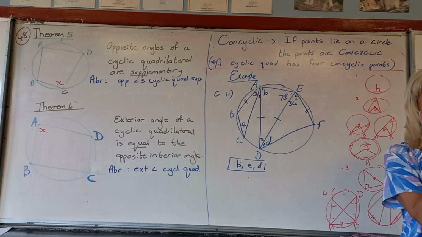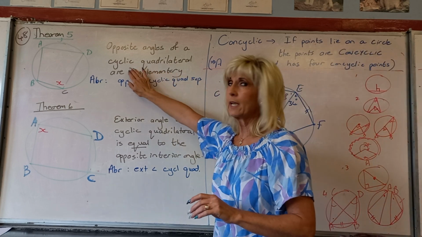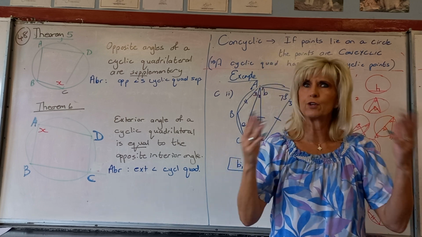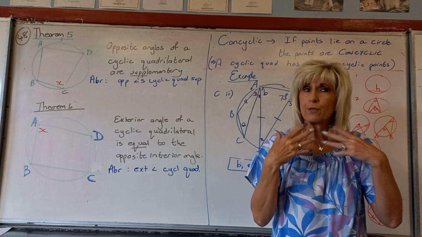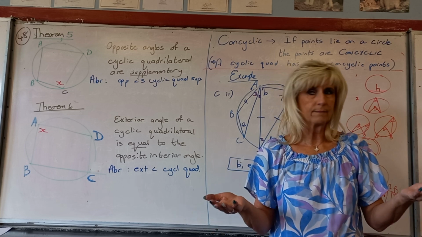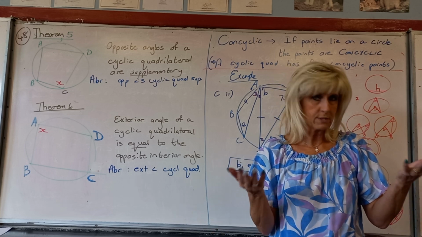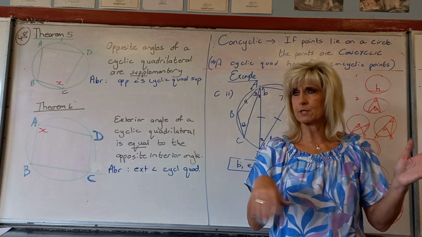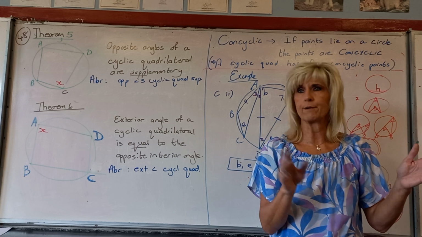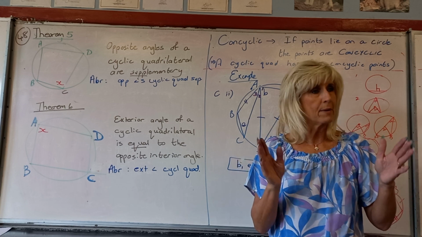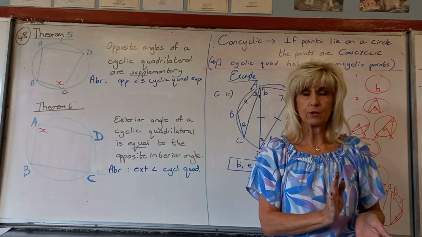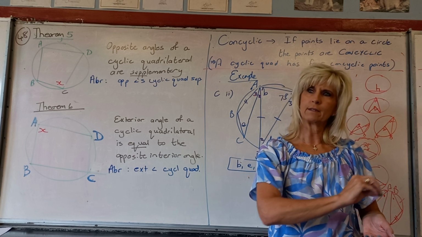Theorem 5 and 6 is all about cyclic quadrilaterals. Have you ever heard of a cyclic quadrilateral? What do you think a cyclic quadrilateral is? A quadrilateral has 4 sides. All of the specific ones that you know, like parallelograms and rhombuses and trapeziums, whatever. But as long as it's got 4 sides, it's a quadrilateral. But what will make it a cyclic quadrilateral?